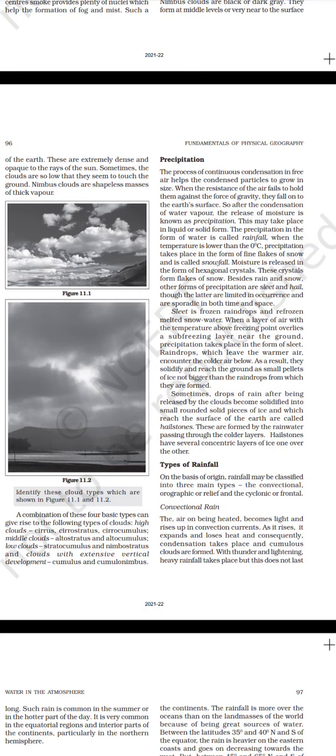Take a look at figure 11.1 and 11.2. Identify these cloud types which are shown in figure 11.1 and 11.2. A combination of these four basic types can give rise to the following types of clouds: high clouds, cirrostratus, cirrocumulus; middle clouds, altostratus and altocumulus; low clouds, stratocumulus and nimbostratus; and clouds with extensive vertical development, cumulus and cumulonimbus.